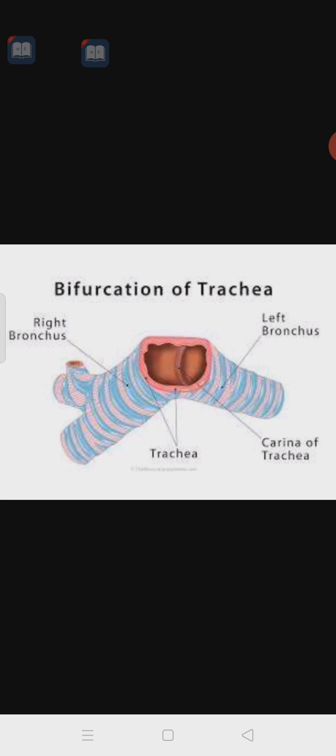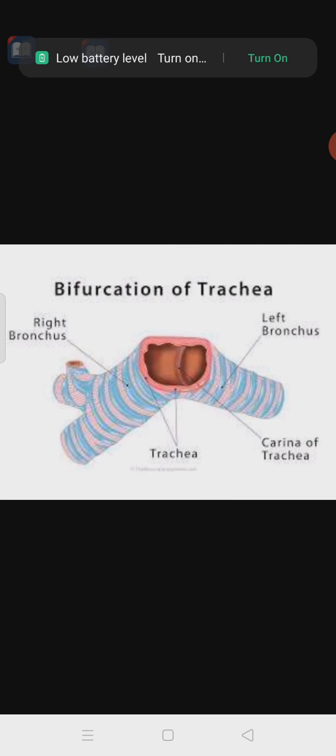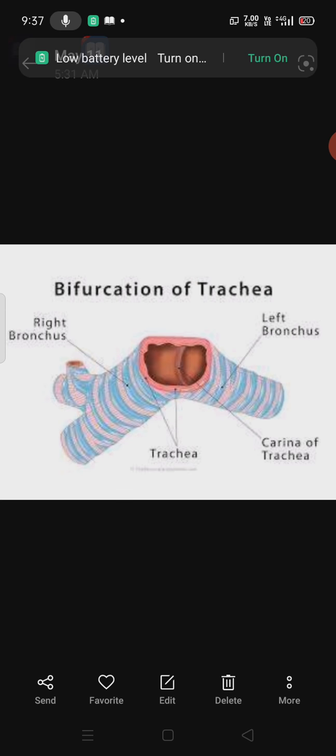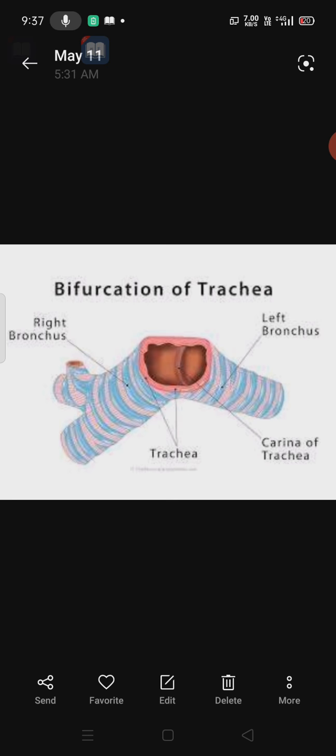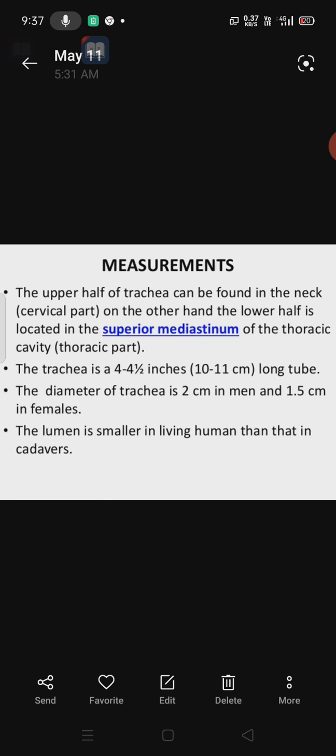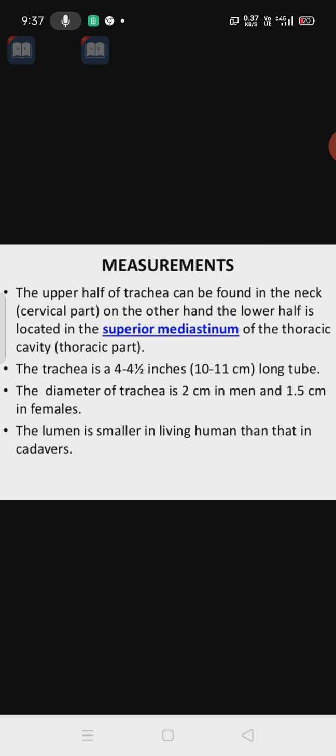Bifurcation of the trachea. The bifurcation of the trachea is how the trachea divides here into the right and the left bronchus. This is the trachea. Measurement. The upper half of the trachea can be found in the neck region, and the lower half is located in the superior mediastinum.